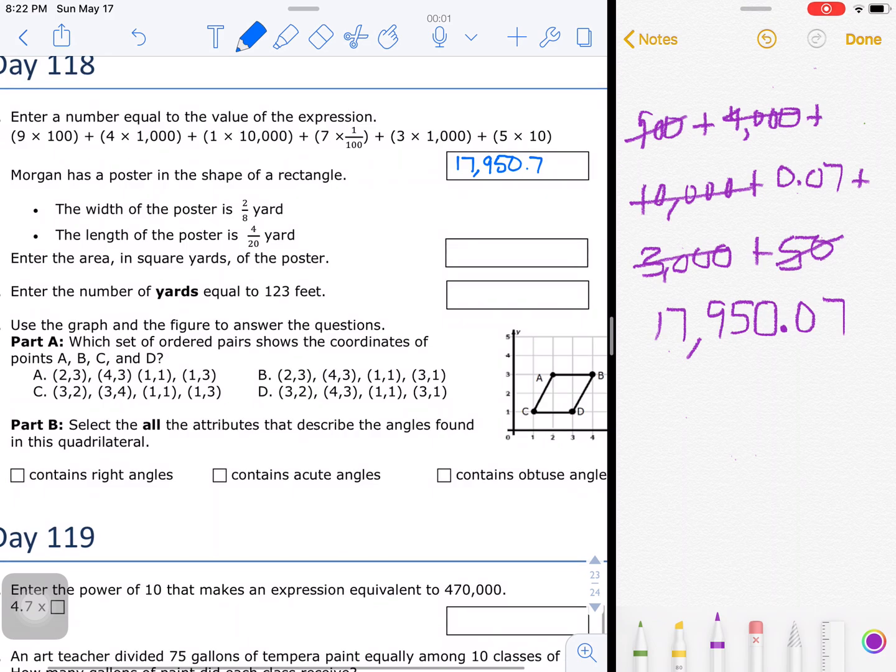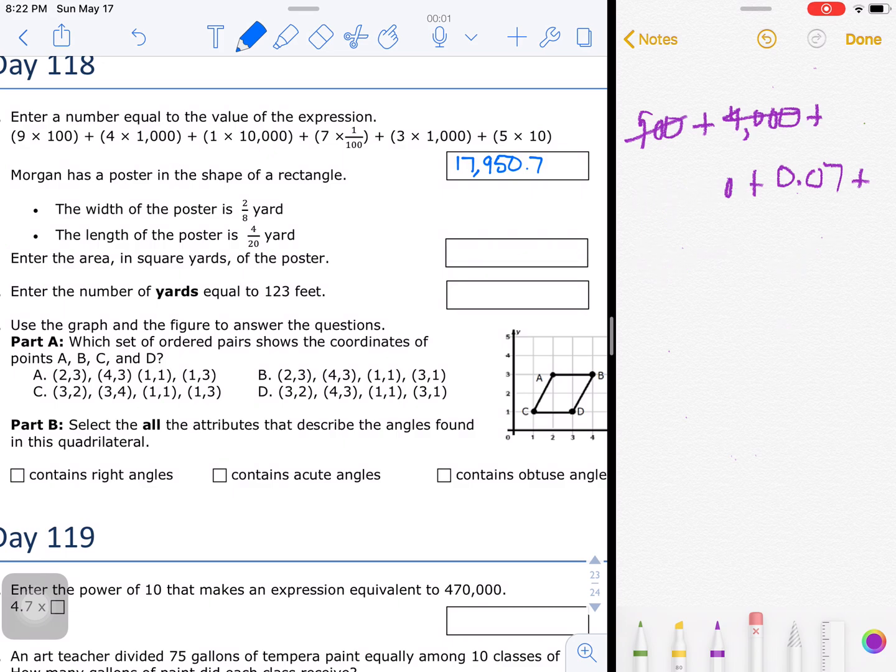Okay, Morgan has a poster in the shape of a rectangle. The width of the poster is 2/8 of a yard. The length of the poster is 4/20 of a yard. Enter the area in square yards of the poster. There are a couple different ways as I look at that that I can do that. And I'm going to show you both ways.